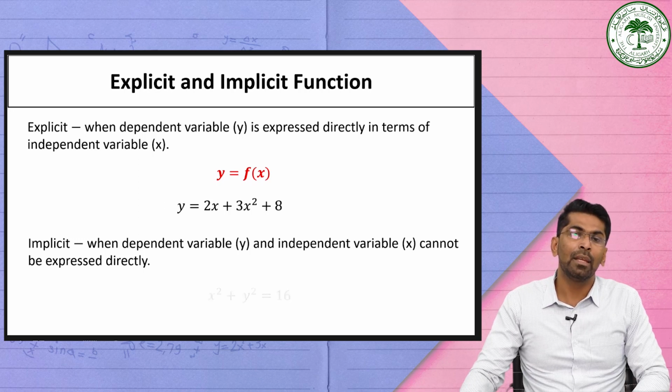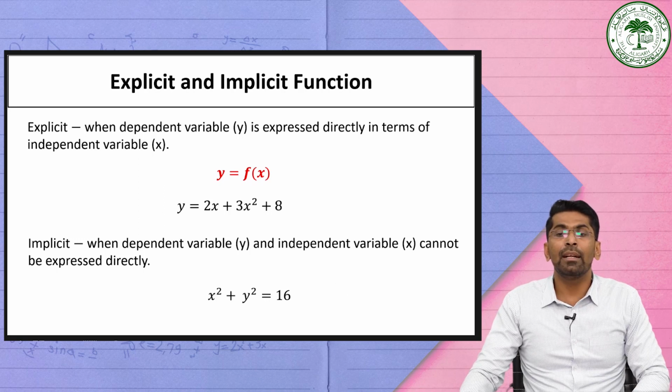For example, x square plus y square is equal to 16. Here, there exists some relationship between x and y, but it is not given explicitly, or we can't explain the relation at first look, assuming which variable is dependent and which variable is independent. So here it is not explicitly given which variable is dependent and which is independent. This type of function is generally known as an implicit function.